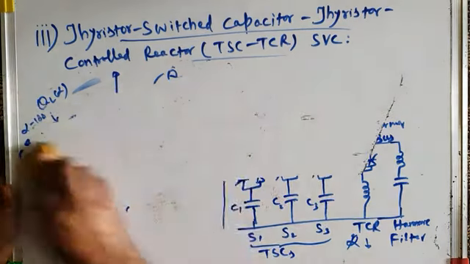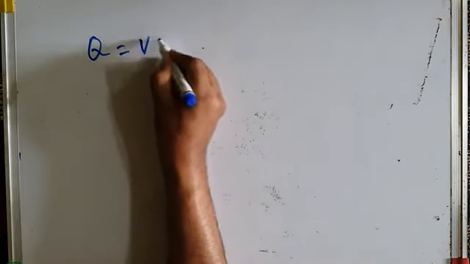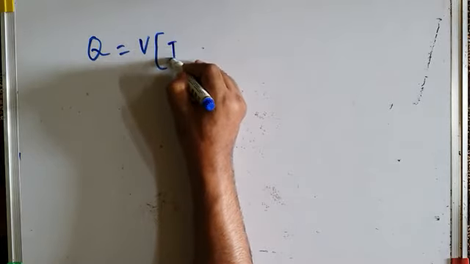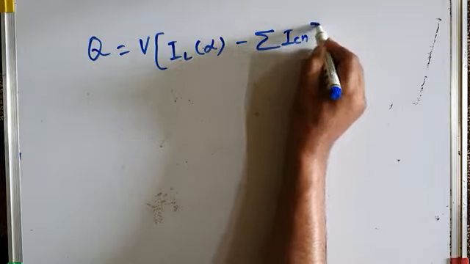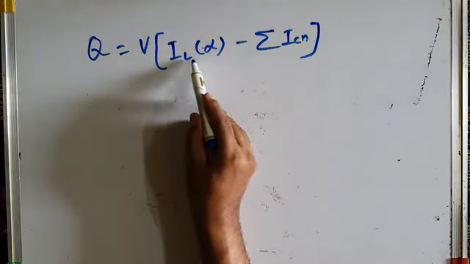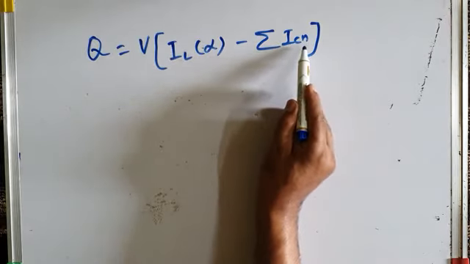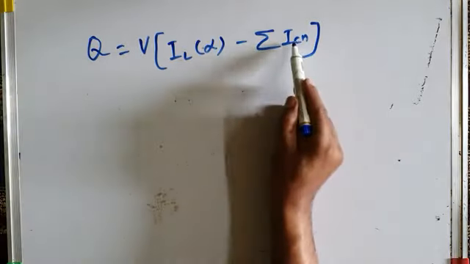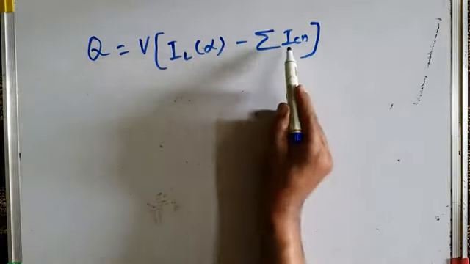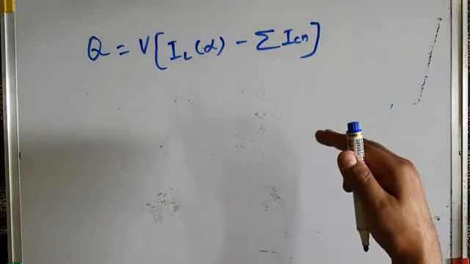Now, the total reactive power which is controlled is given by applied voltage times IL alpha minus sigma ICN. V into IL alpha is the inductive reactive power absorbed by TCR, and IC1 plus IC2 plus IC3 is the total capacitive current. V into IC1 plus V into IC2 plus V into IC3, and so on, is the total capacitive reactive power which is injected by the TSC branch.